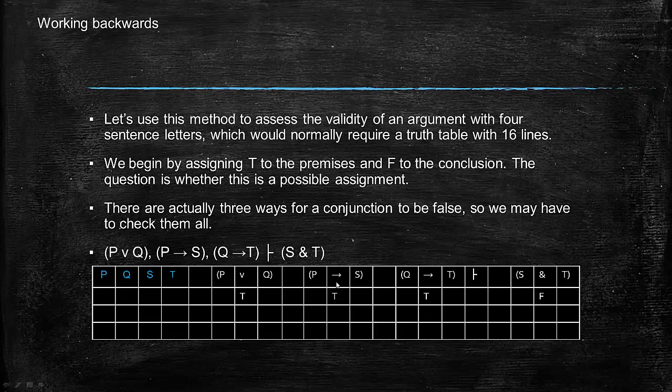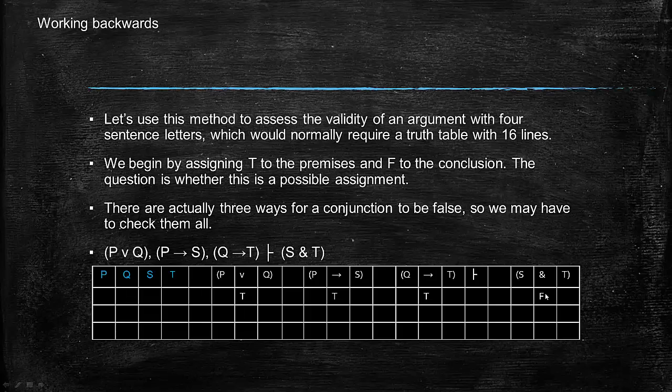So we distribute each of the premises across the top. And notice we don't fill anything in over here. But what we do is we assign true to all the premises. So true under the wedge, true under the arrow, true under this arrow, and then we assign false to the conclusion. Okay?